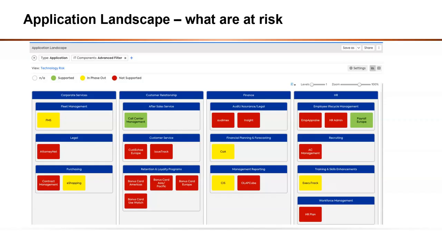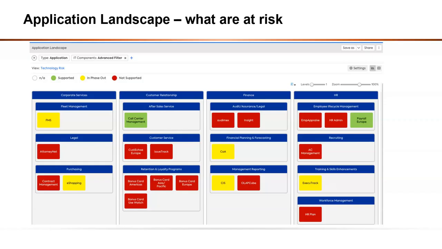Now, what is this color? Green, yellow, red. You can see green says it is supported by the vendor. So there is no risk there. And yellow means it is phased out. It is in phasing out mode. So the vendor may be supporting, or maybe we are keeping it, but we need to phase it out because of either strategic fit needs or vendor support needs. And the red means it is not supported anymore.